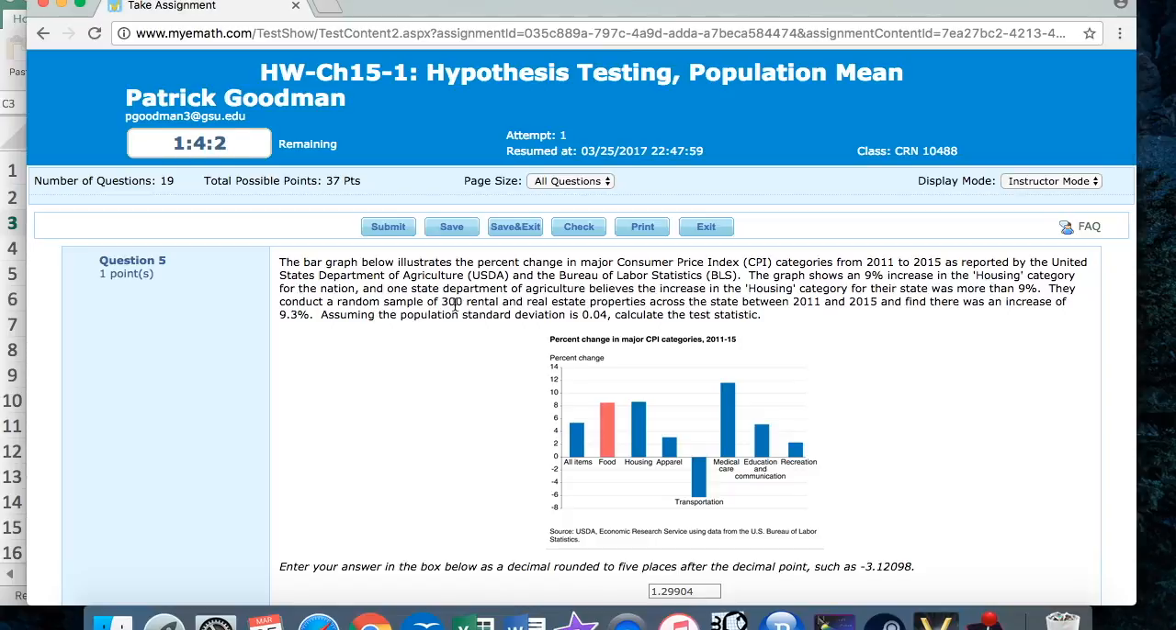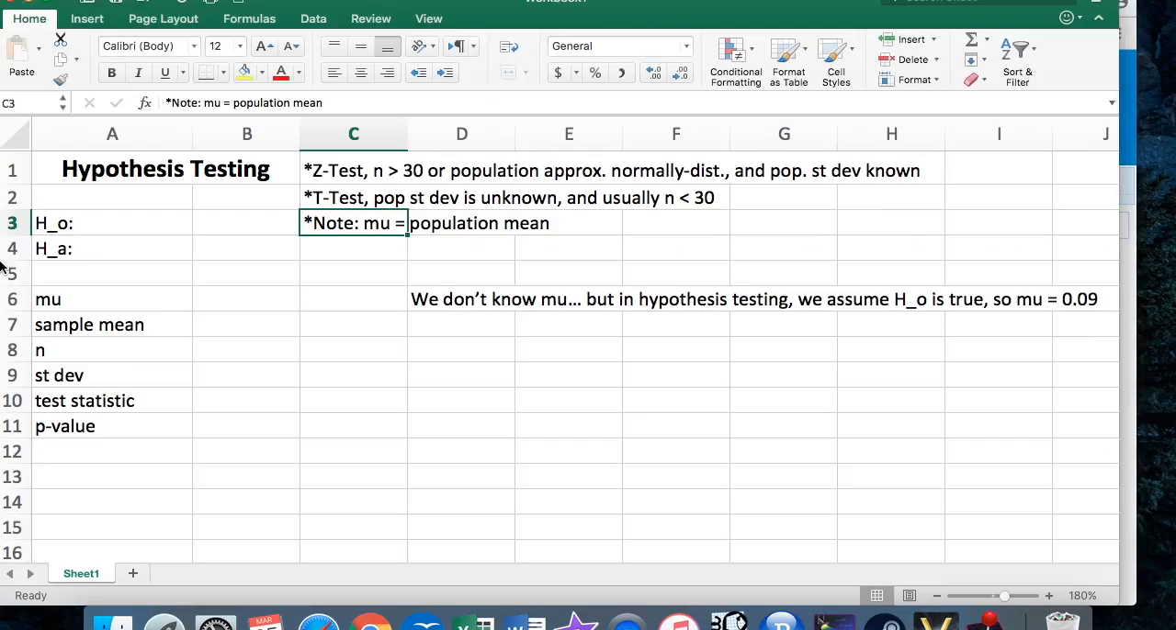They conduct a random sample of 300 rental and real estate properties across the state, and there was an increase of 9.3%. So our sample mean was 9.3%, and we have a sample of 300 people. Also, we know the population standard deviation. So right away we have a z-test, right? We have n is greater than 30, and population standard deviation is known. We didn't have our population approximately normally distributed, but we don't need that if our sample size is large enough.